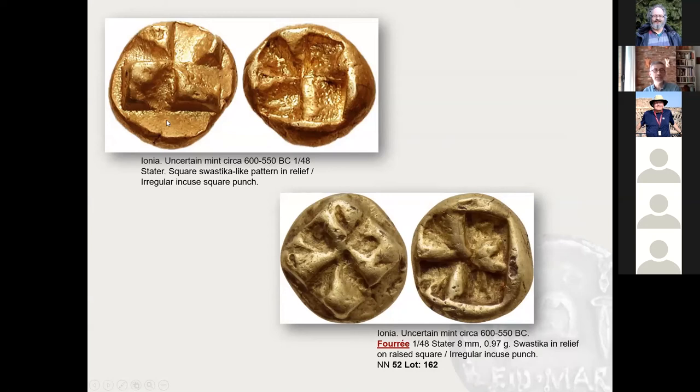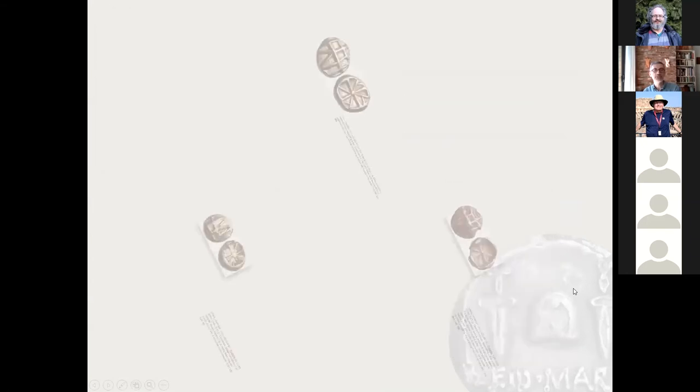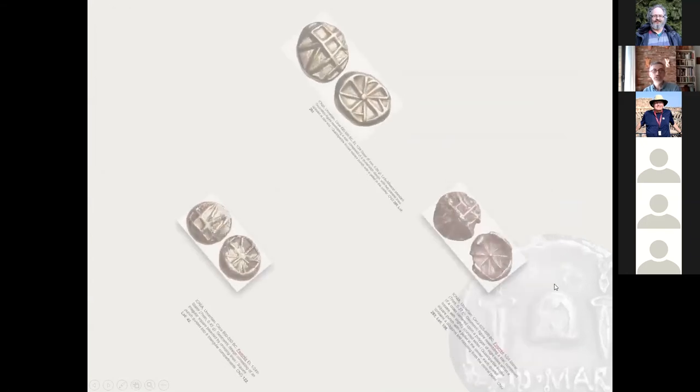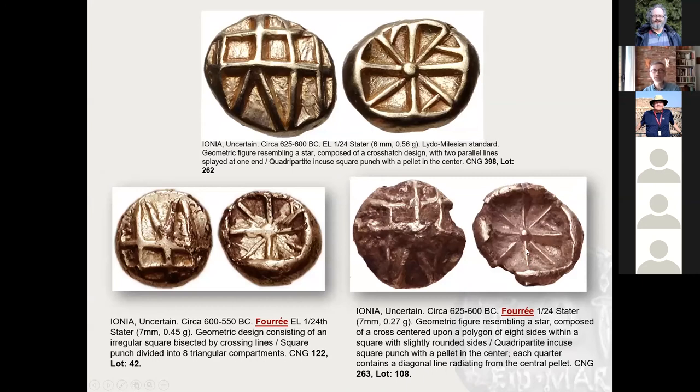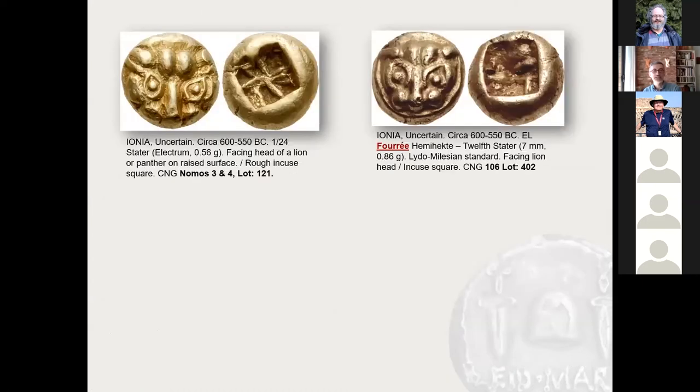Here is a swastika-like, or sometimes they are called windmill pattern, obverse with a very similar reverse. And here is the counterfeit example of the same coin. You name it, any pattern that you come across by any mint was counterfeited by whoever. Here is another example with a facing head of a lion obverse and a punch reverse.